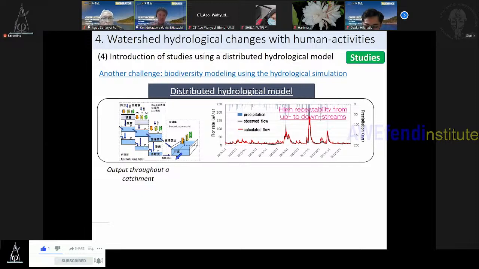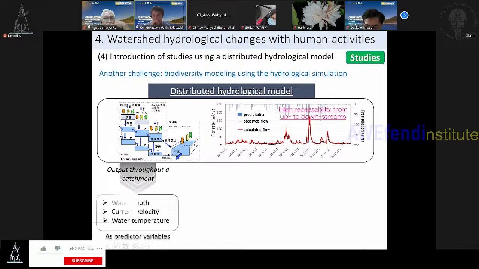And this is another challenge. What I have been challenging is to model animal habitat based on distributed hydrological simulation. So using the distributed hydrological model I explained, we can get the hydraulics and flow indices throughout the basin. Of course, for river animals, hydraulics and flow conditions are very important for the habitat.